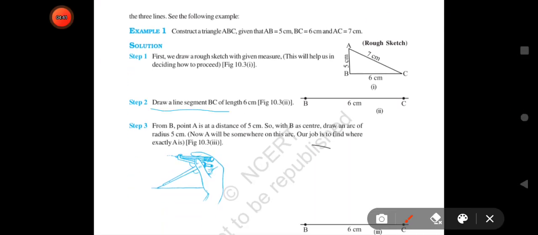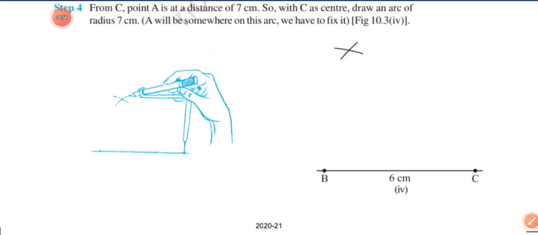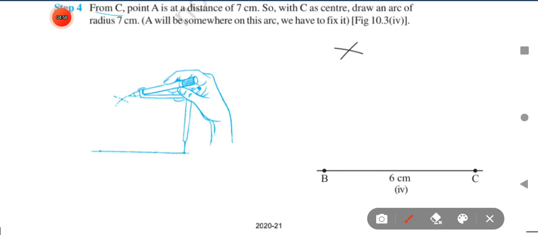2. Draw a line segment BC of length 6 cm. 3. From B, point A is at a distance of 5 cm. So with B as center, draw an arc of radius 5 cm. 4. From C, point A is at a distance of 7 cm. So with C as center, draw an arc of radius 7 cm.